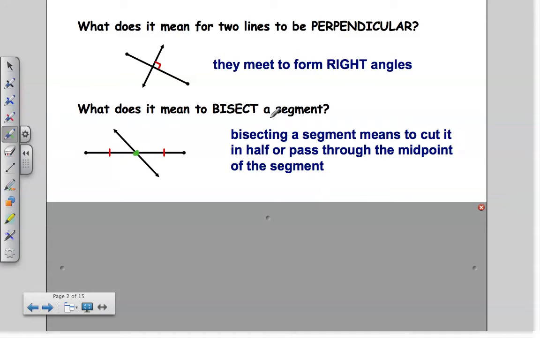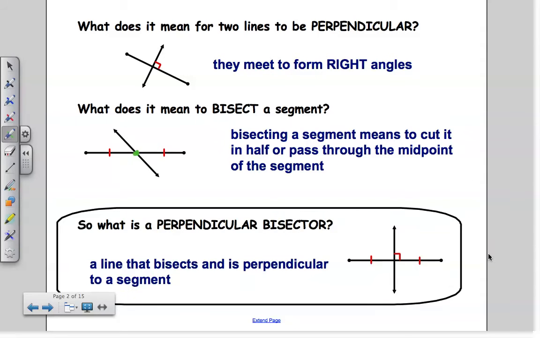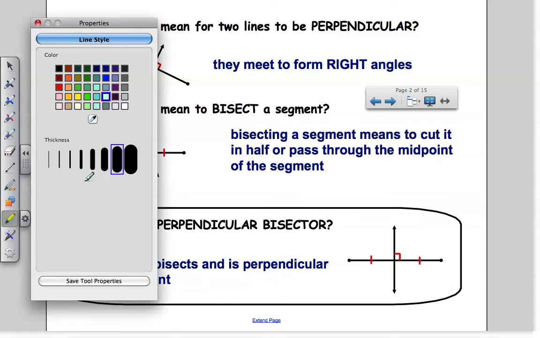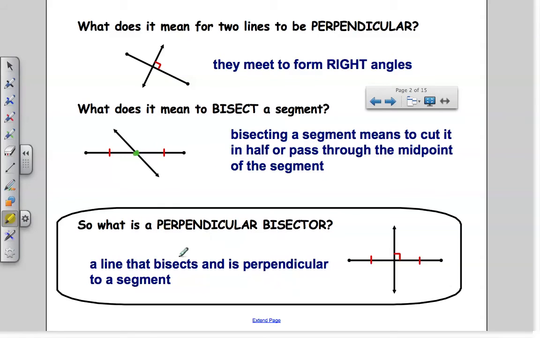So, to be a perpendicular bisector, it must do both things. It must cross a segment at a right angle through that midpoint in order that it cuts it in half or bisects it. And the definition here for perpendicular bisector: again, we're just fulfilling both requirements, that it be perpendicular to a segment, meaning it crosses at a right angle, and that it bisect this segment, meaning it cuts it in half into two congruent segments. So we're going to be looking at perpendicular bisectors today and properties of perpendicular bisectors.